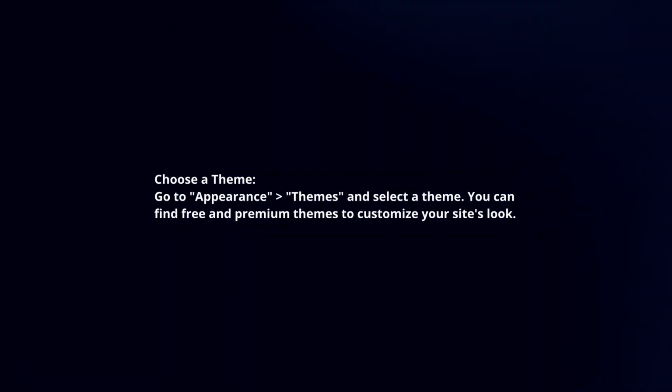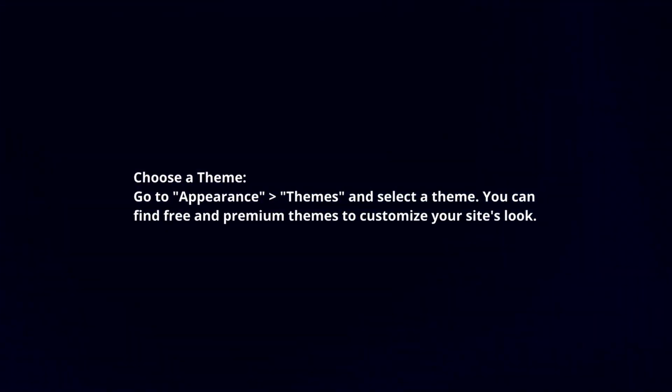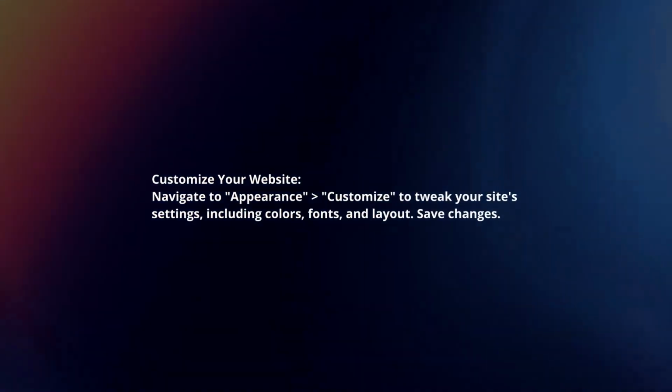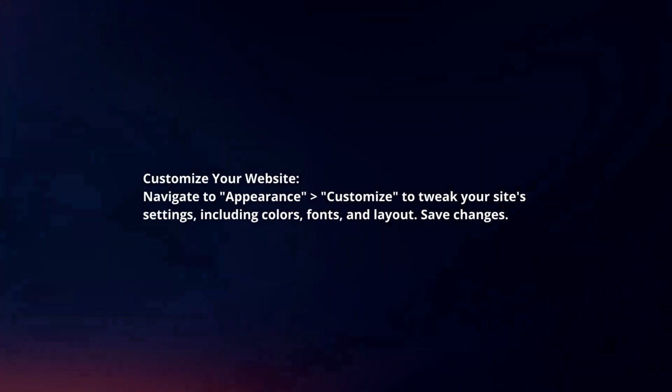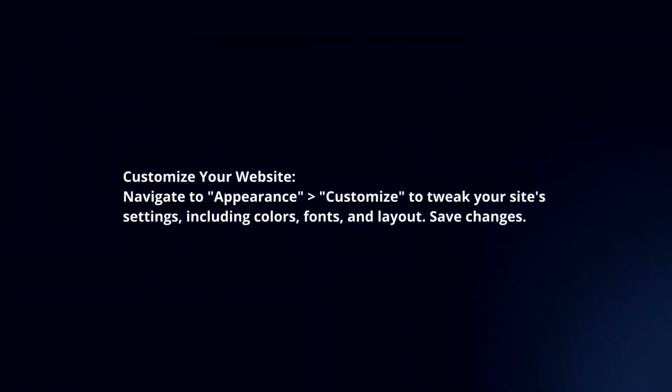Choose a theme. Go to Appearance, Themes, and select a theme. You can find free and premium themes to customize your site's look. Customize your website. Navigate to Appearance, Customize to tweak your site settings, including colors, fonts, and layout.